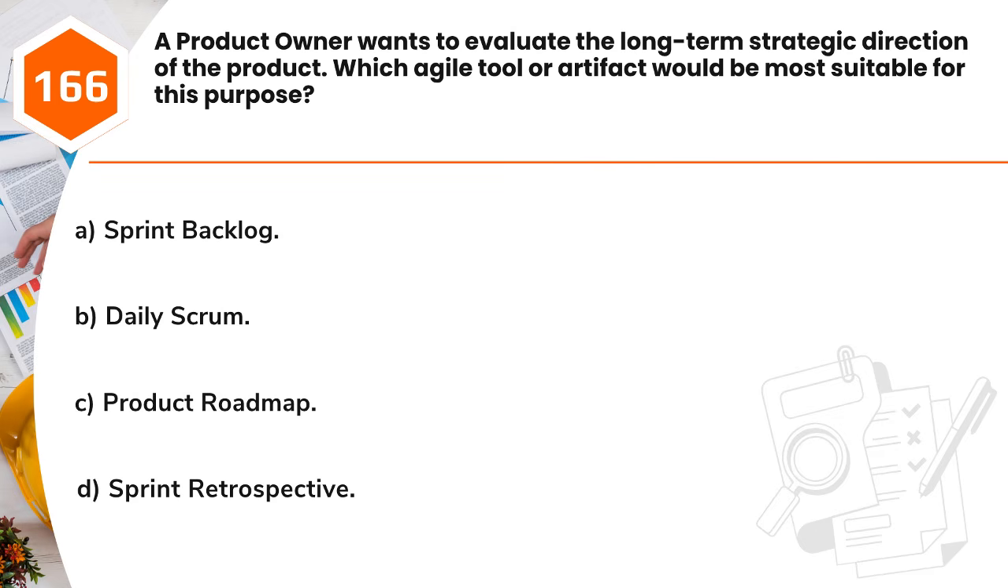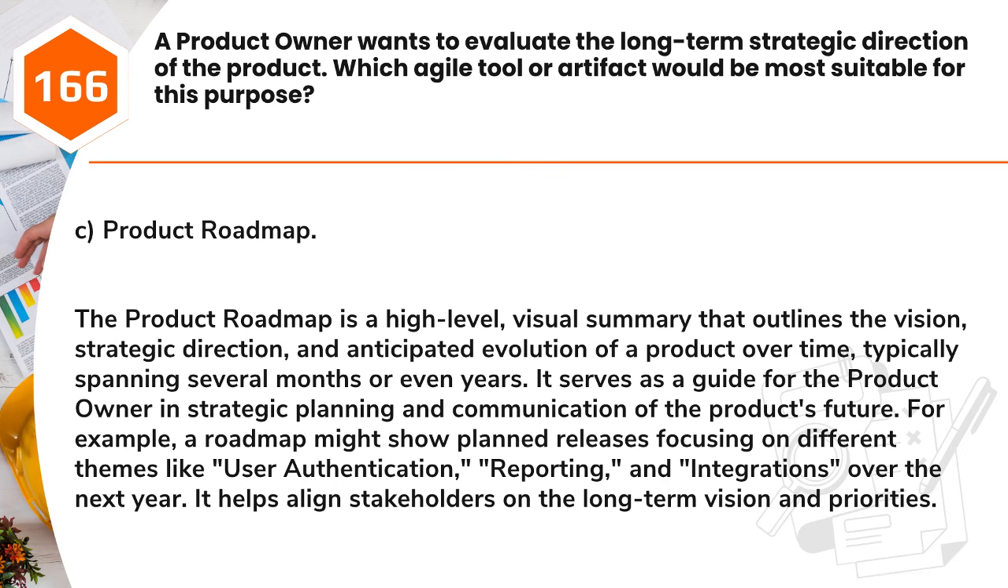Question 166. A product owner wants to evaluate the long-term strategic direction of the product. Which Agile tool or artifact would be most suitable for this purpose? A. Sprint backlog. B. Daily Scrum. C. Product roadmap. D. Sprint retrospective. Answer, C. Product roadmap.